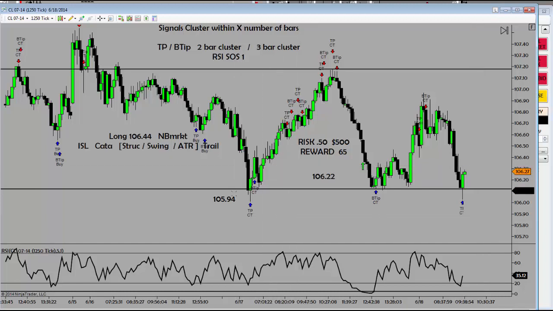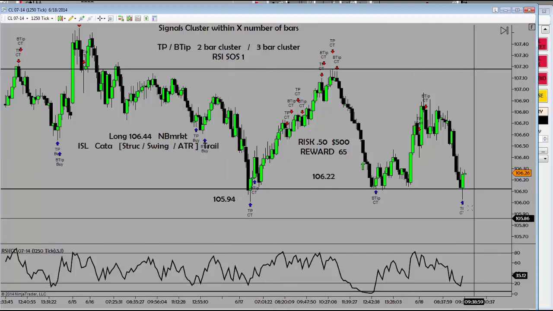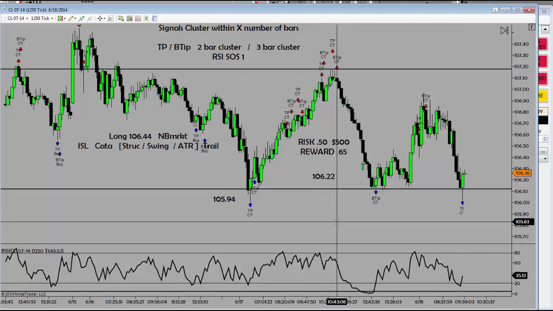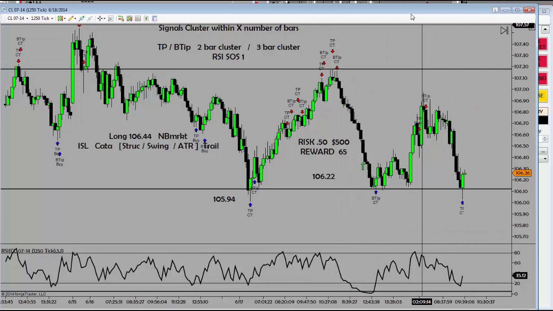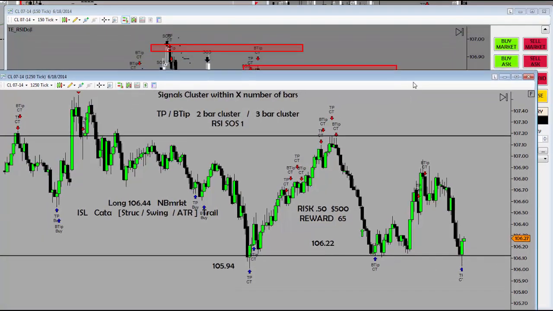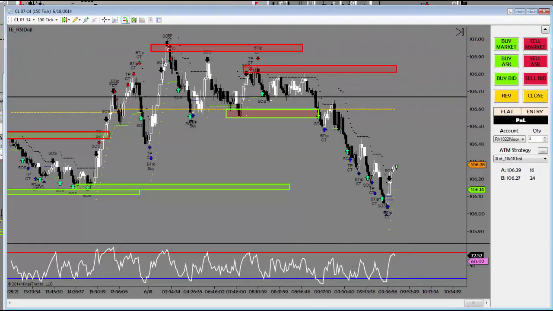Okay, so exact same V bottom that we saw right here. RSI's buried, SOS1. Turning point right here, SOS2. Previous structure support, SOS3. Great example. Now, intraday, let's pull this back down, and let's take a look at crude oil.